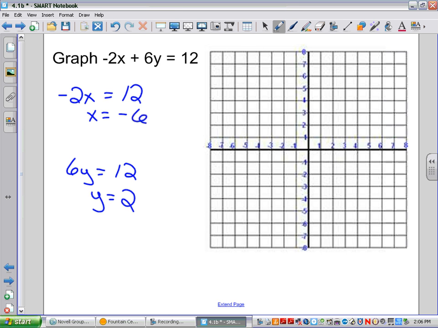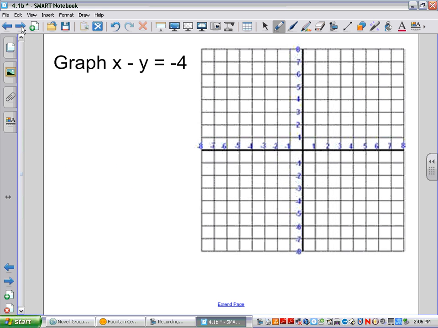So plot those on the graph. X-intercept is negative 6. Again, don't miss your negative. Y-intercept is positive 2. And not a perfect line, but you get the idea. Hit pause again and try this next one on your own.